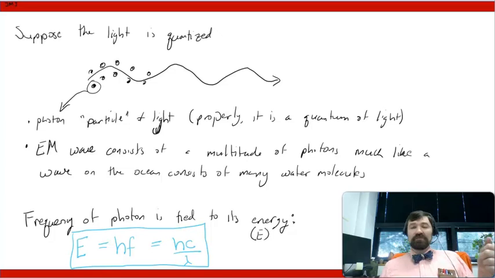So the first part of the interpretation explains why you have a minimum frequency. You need the frequency to be sufficiently high that this energy is greater than the binding energy. Now we call that binding energy the work function of the material.